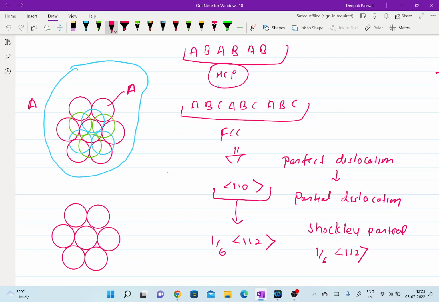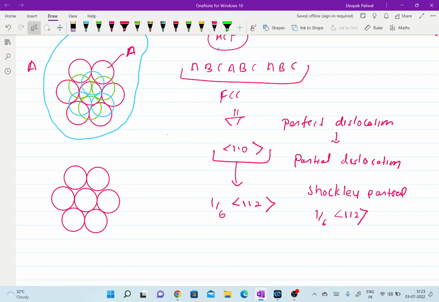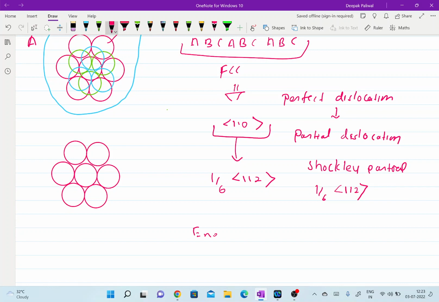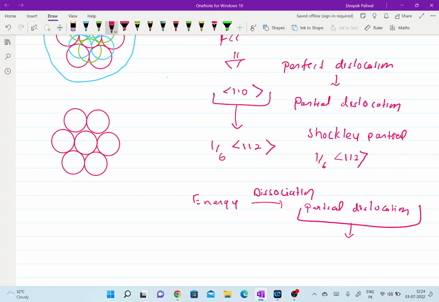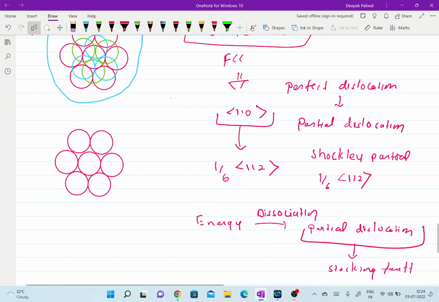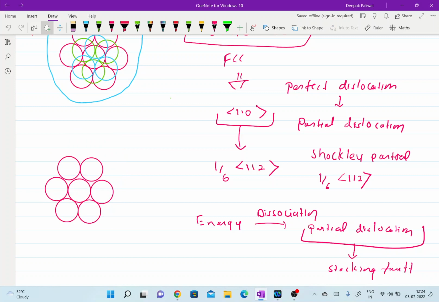Why this dissociation happens in the perfect dislocation, I explained in the previous lecture: if the energy of the perfect dislocation reduces in the process of dissociation, then the partial dislocations form. When the partial dislocations form, there is a generation of an extended region, and that extended region is called a stacking fault. I will explain how the stacking fault forms. Suppose in this layer which I have shown over here, let me have this atom at this void in a different color.